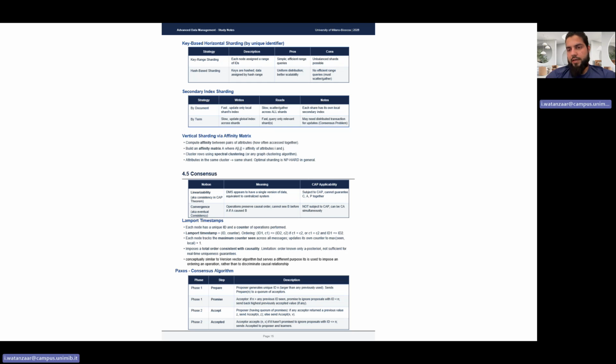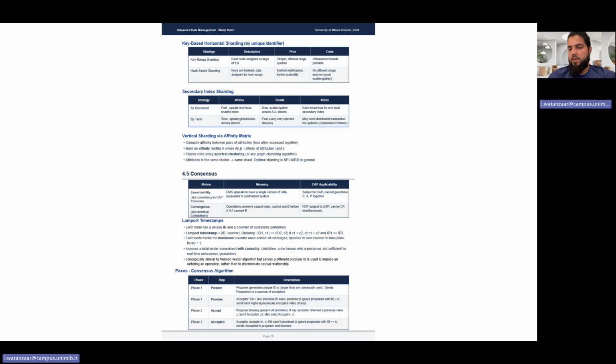Note each shard has its own local secondary index. We discussed sharding by term. If you see by term here, the writes become slow, as we update the global index across shards, but reads are fast, since we only query relevant shards, but there are many distributed transactions for updates. So again, here we are facing the consistency problem.